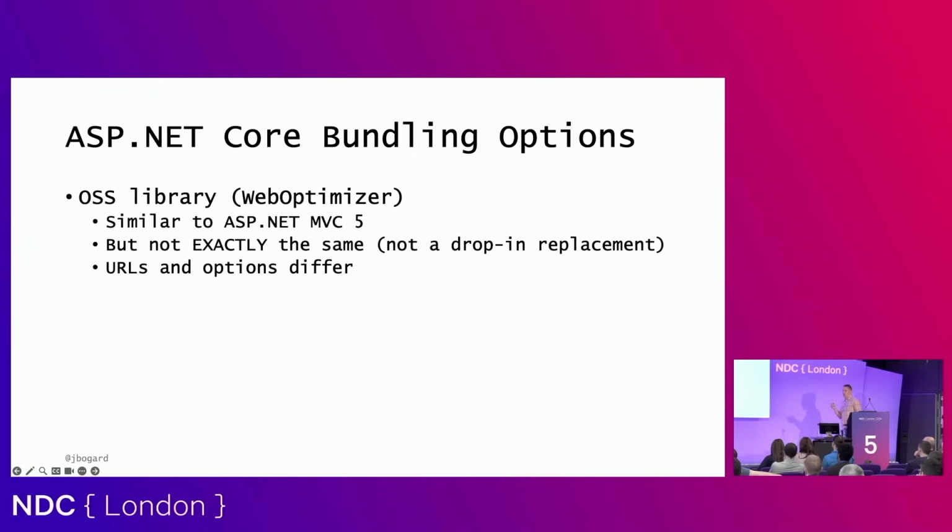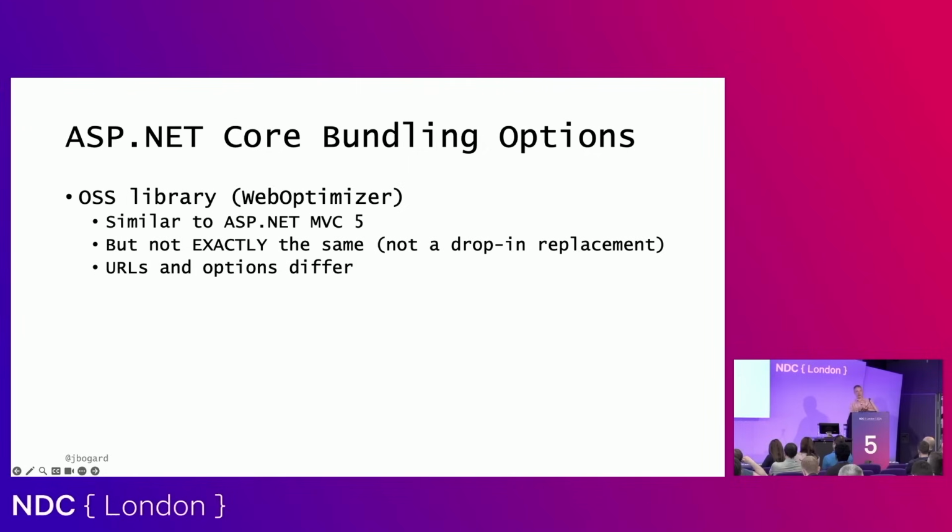So there is an OSS library called Web Optimizer from some folks on the ASP.NET Core team that is like a modern-ish version of the bundling and minification of ASP.NET MVC5. It has a very similar look and feel to MVC5's bundling and minification, but it's not exactly the same. They didn't keep the same APIs, the same configuration options. So it's different enough that it is really a new kind of bundling and minification. Even the URLs changed as well. So each page really does have to know, it can't just have the static assets served from one server to the other, because those URLs are going to change in the applications.